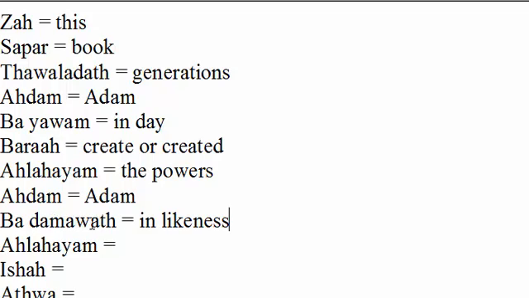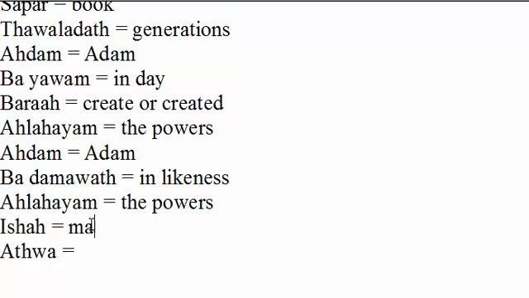But Damawath, this particular word likeness, is in a plural sense, because you have here Alahayim, which is the powers, which is Yahweh Shai and the angels, and usually anything associated with it, for the most part, is written in plural, because it's signifying Yahweh Shai and the angels. Okay, Aisha means to make or made, and then Athwa means definitely. Anytime you see the word Athwa, it means definitely. In other words, this is a sign that this particular thing definitely happened.